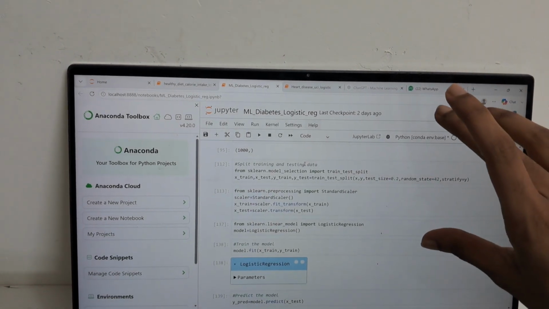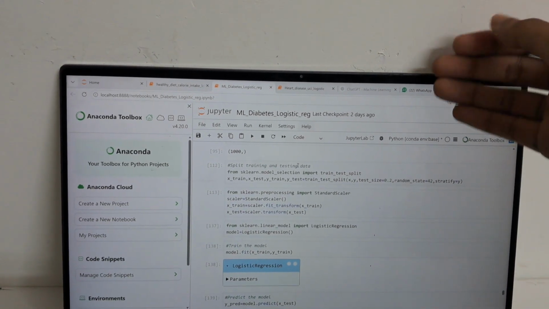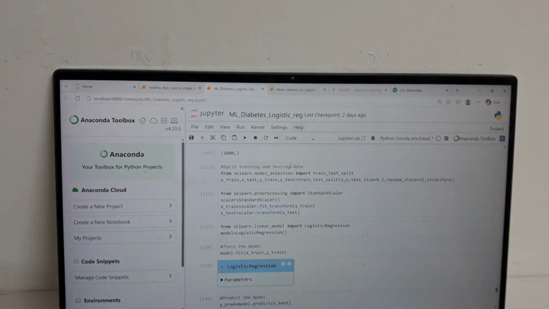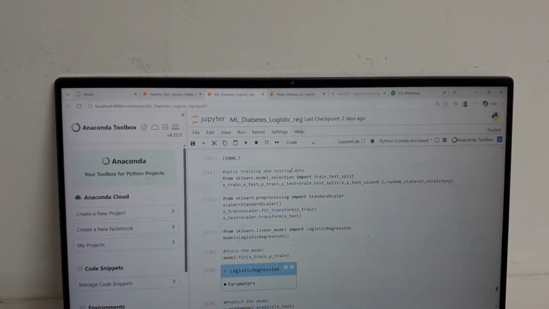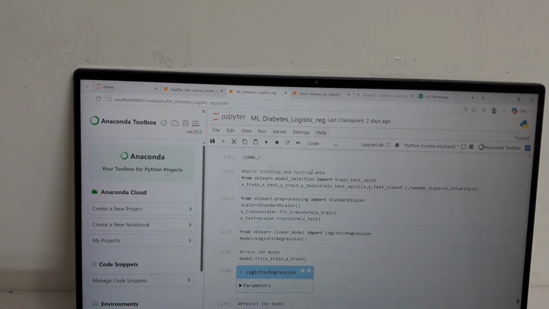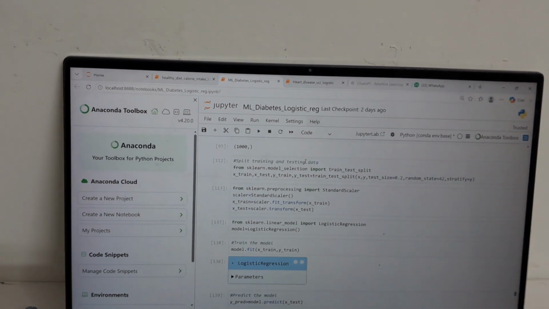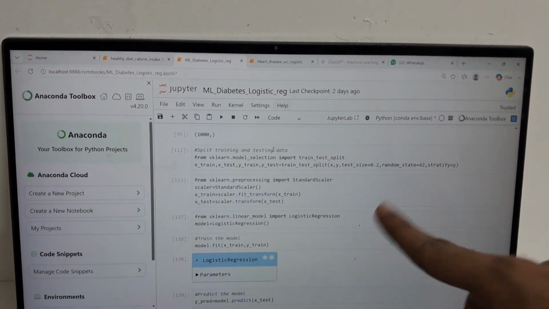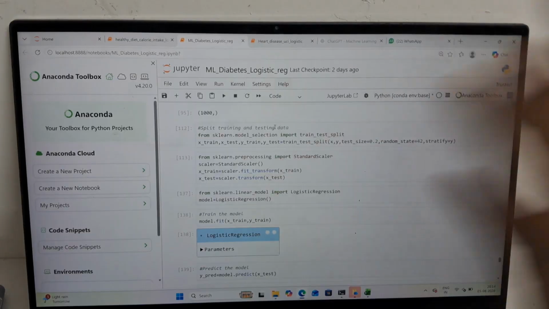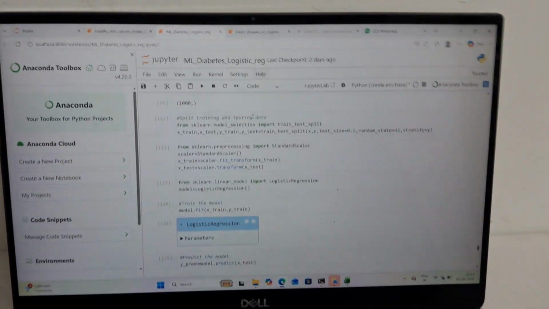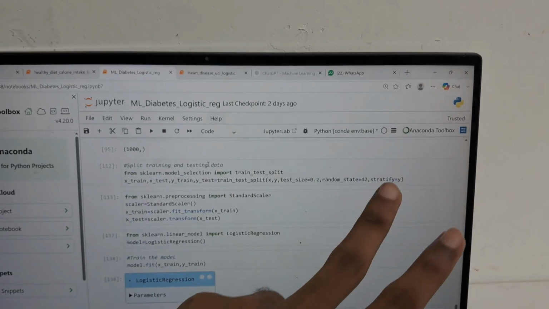If I give the first 5 rows, it might be that all rows are 0. So my model trains only on zeros, meaning non-diabetic patients. It won't train on diabetic patients, like how parameters change when the patient is diabetic. So I'll use random state, so there will be no bias. It will take random values, and stratify equal to y is also used to prevent bias.